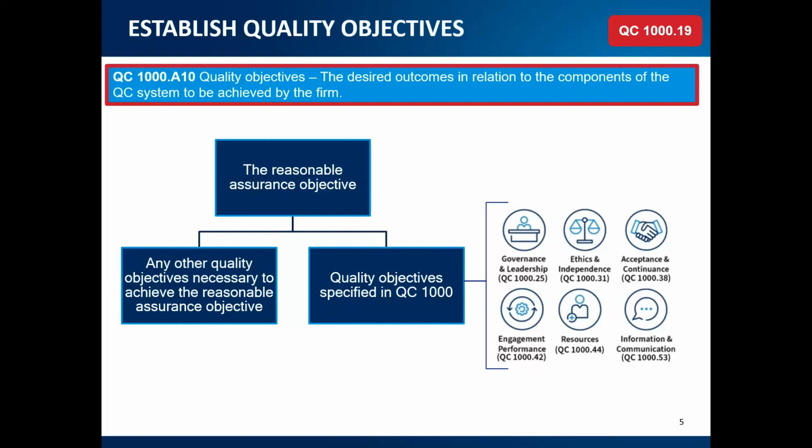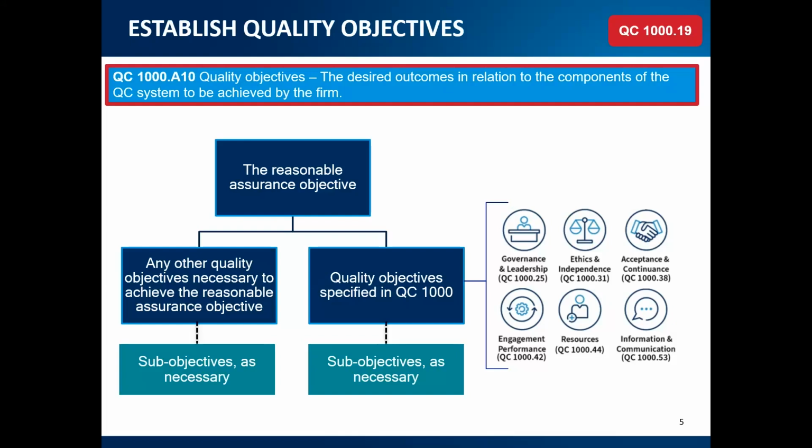Accordingly, firms are required to establish additional quality objectives if necessary. Said another way, the quality objectives established by the standard set forth a floor rather than a ceiling that all firms must establish. However, the standard recognizes that some quality objectives apply only in specific circumstances. These objectives need to be achieved by the firm if the specific circumstances apply. For example, if the firm belongs to a network or if the firm uses other participants.